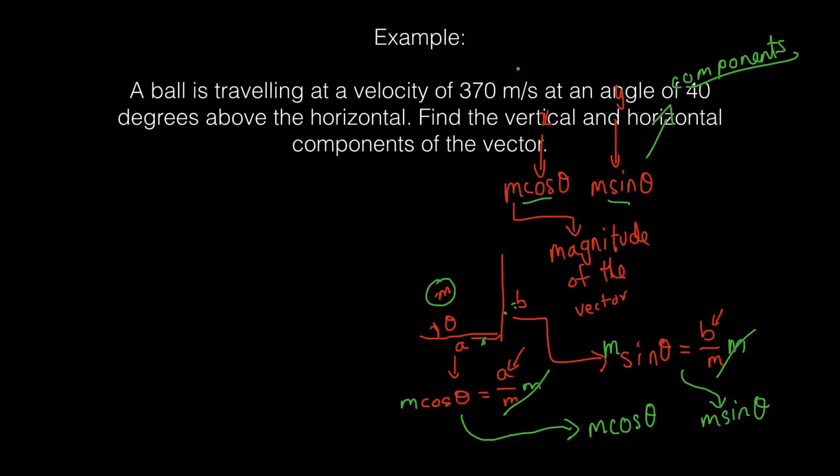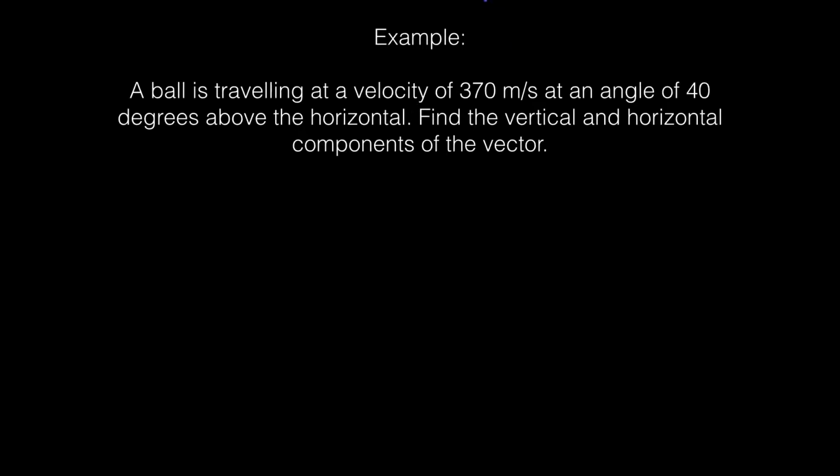Okay, let me just get rid of all this stuff. So let's say a ball is traveling at 370 meters per second at an angle of 40 degrees above the horizontal. Find the vertical and horizontal components of the vector. Let's just draw a triangle here to get us started. So we have a ball here. It's going up at 370 meters per second, and it's going up at an angle of 40 degrees. We want to know what this is and what this is. So all we need to do is just set it up again.